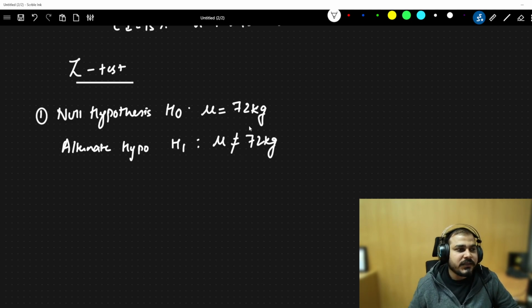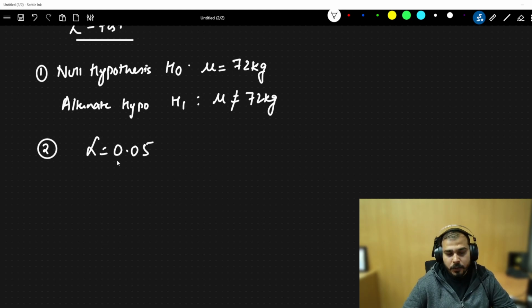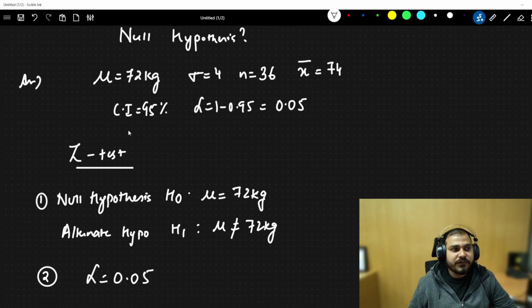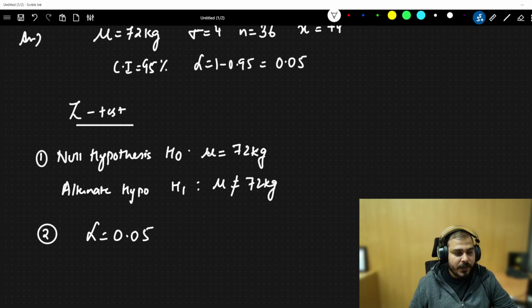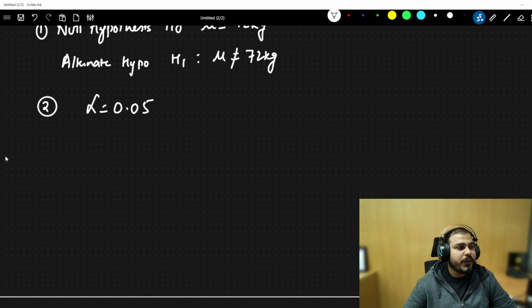Okay, now understand the second step. I will talk about my significance value, which is 0.05. The significance value is also given, because I was able to find it from the confidence interval. Now coming to the next step, which is quite important. Here you will see what test you need to apply, which you have already got. Here we will define our decision rule.